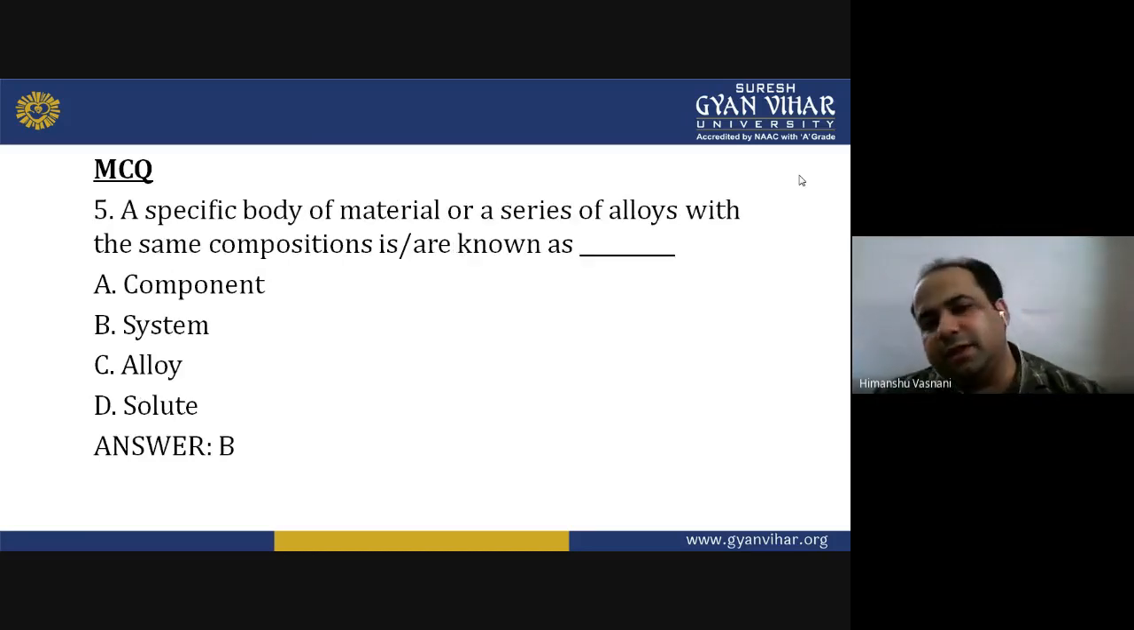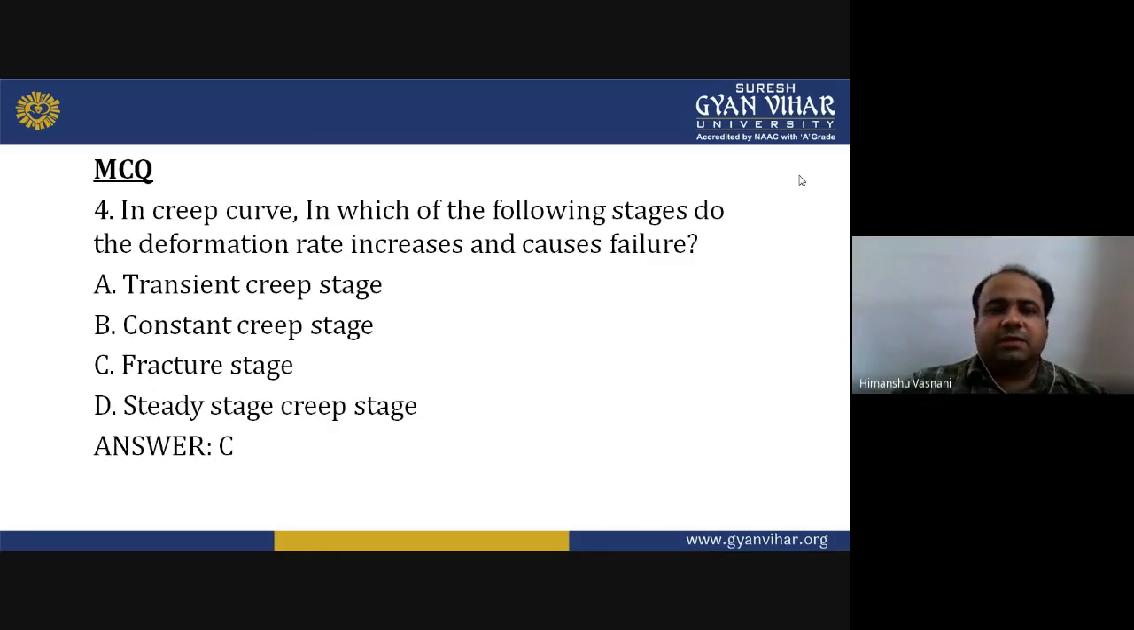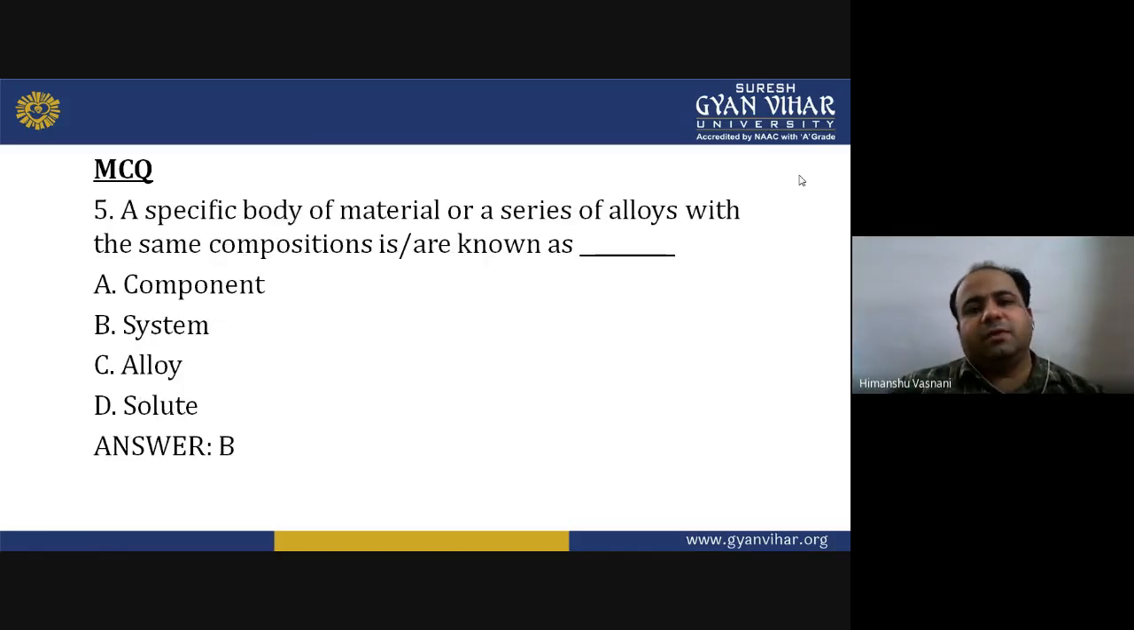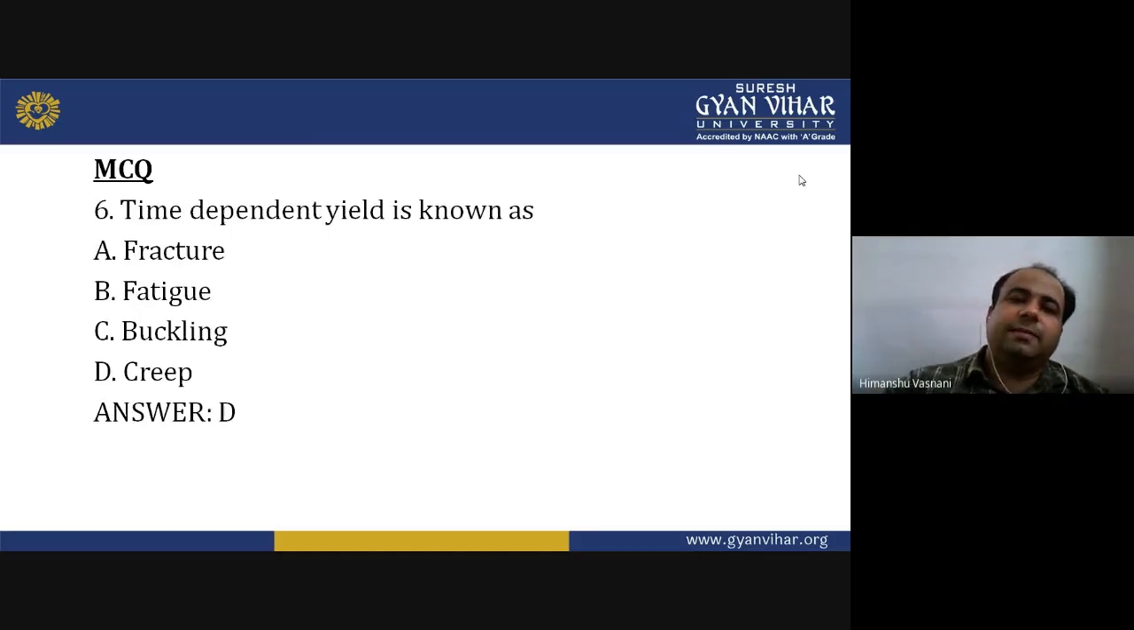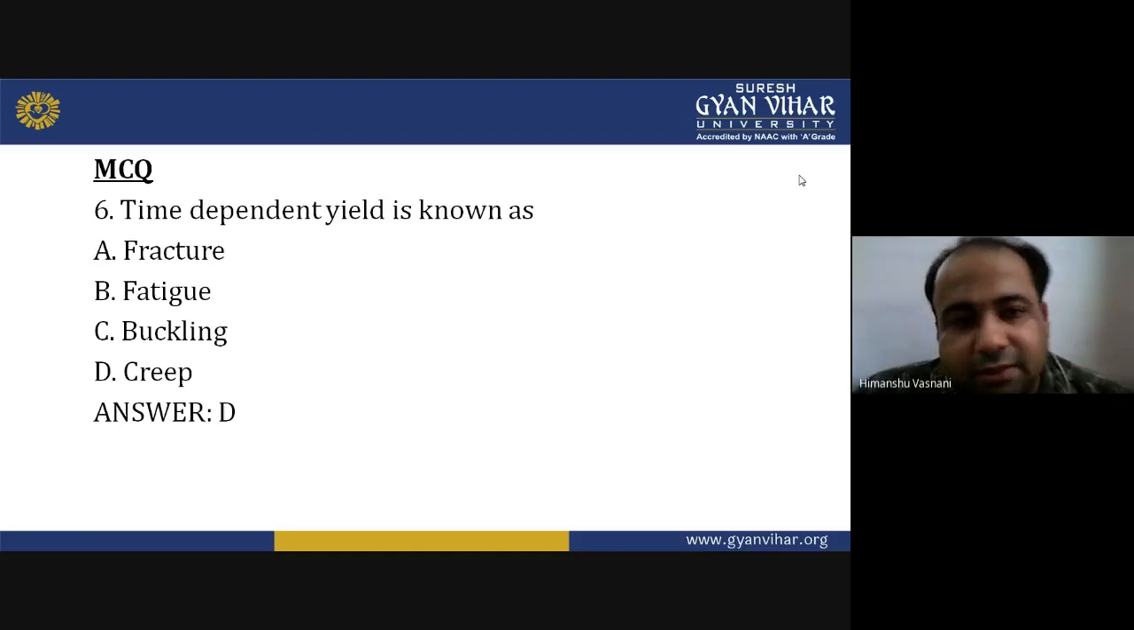You can understand there are three stages in the creep curve, no? Primary, secondary, and tertiary. The third stage is called the fracture stage. A specific body of materials, or a series of alloys with the same composition, is known as a system. Then time dependent yield is known as creep.